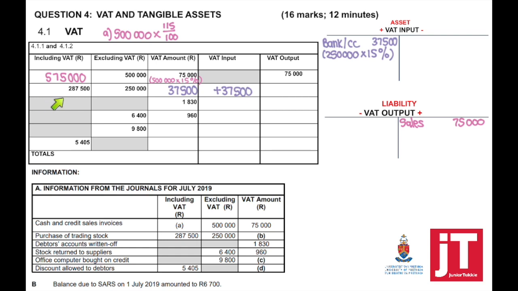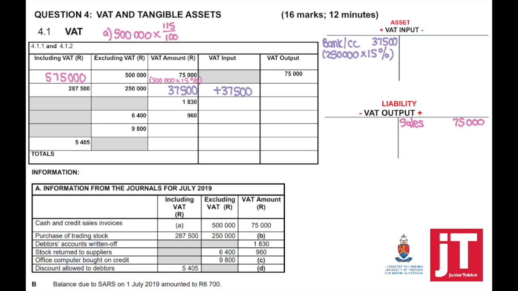If you've used the amount including VAT and you want to find the VAT amount, we would take 287,500 times 15, because I want the VAT amount, divided by 115. It will provide you with exactly the same answer. Another option, because they provided the two figures, the difference between those two will equal the VAT amount.